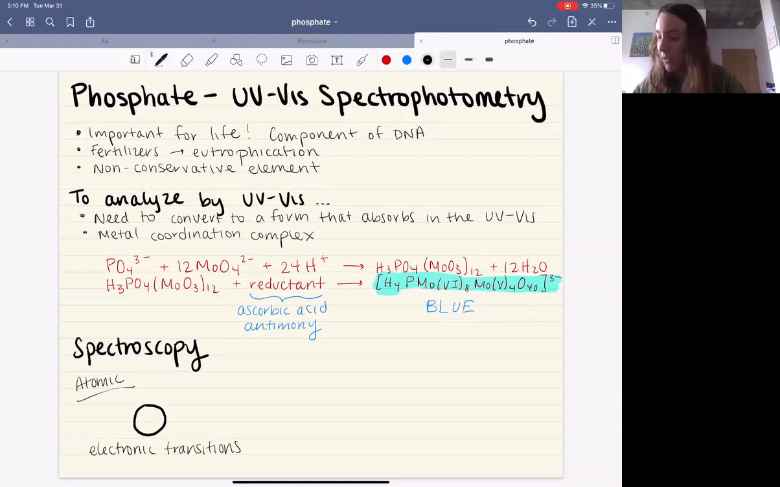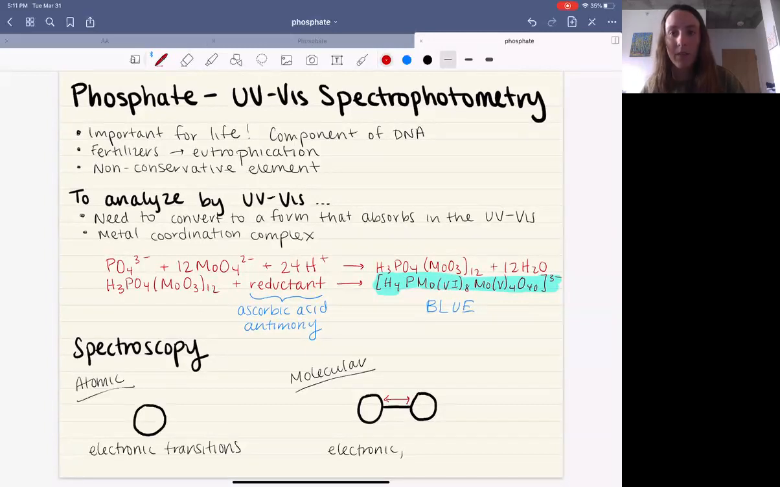On the other hand, however, with molecules, if we do molecular spectroscopy, I have a simplified molecule here, 2 atoms connected by a bond. Once again, we can do electronic transitions. But now also we can do vibrational. That bond can get longer and shorter. And we can also do rotational, spin this whole thing around, right? Electronic, vibrational, rotational.